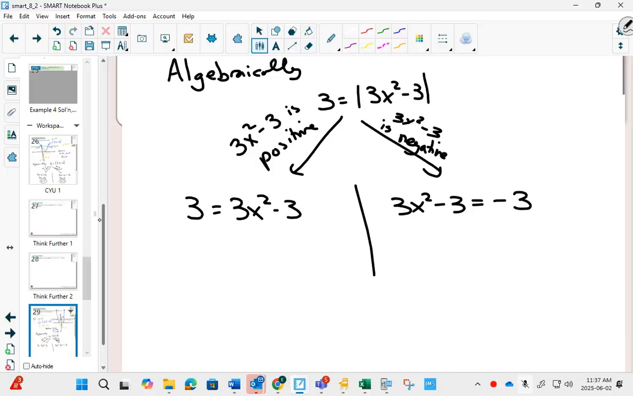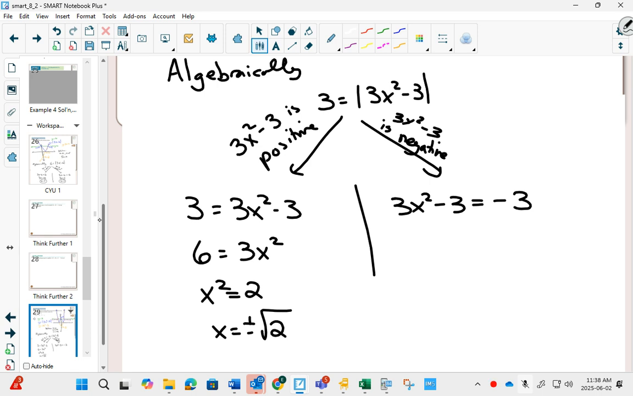A negative 3. Because if it was negative, the absolute values would make it positive. So if the inside was negative 3, it would still work. In solving these, how do we solve? Well, we combine our like terms. So here I would get 6 equals 3x squared, divide by 3, and I would get x squared equals 2. And here I would square root, and sure enough, there's our square root of 2.